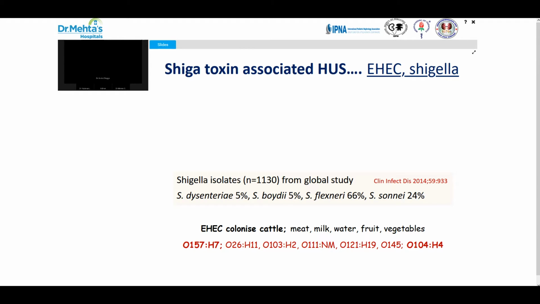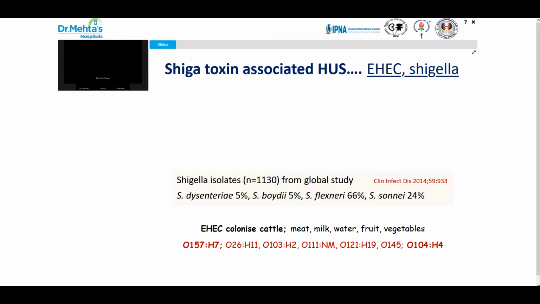Now, what about enterohemorrhagic E. coli? Now, enterohemorrhagic E. coli contaminate milk, we know, and therefore the normal route of transmission is through meat or contaminated milk, or more often vegetables like salads, etc. Interestingly, there's not too much data from our country also on EHEC.